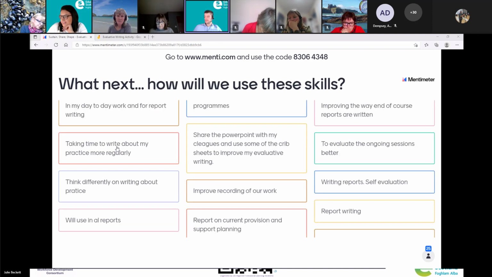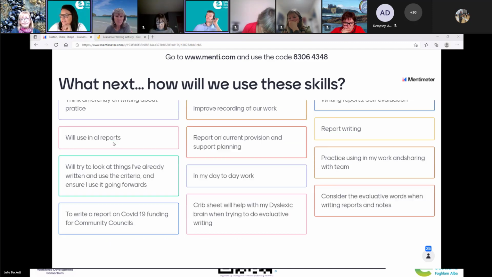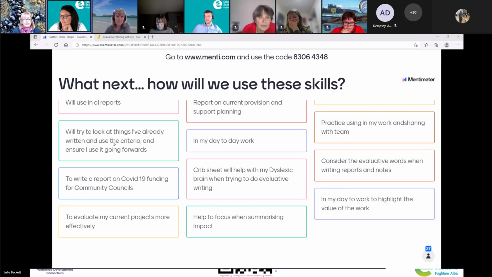Improve the recording of our work. That's excellent. That's great to see them coming in. The crib sheet will help. Yeah, that's great. I think things like those crib sheets as well, they're handy to print out and stick near your desk, aren't they? Just as wee helpful reminders. Stick it in the back of your diary or something. I know I've ended up at home with loads of stuff stuck on the wall, but it's handy just for wee reminders as well.